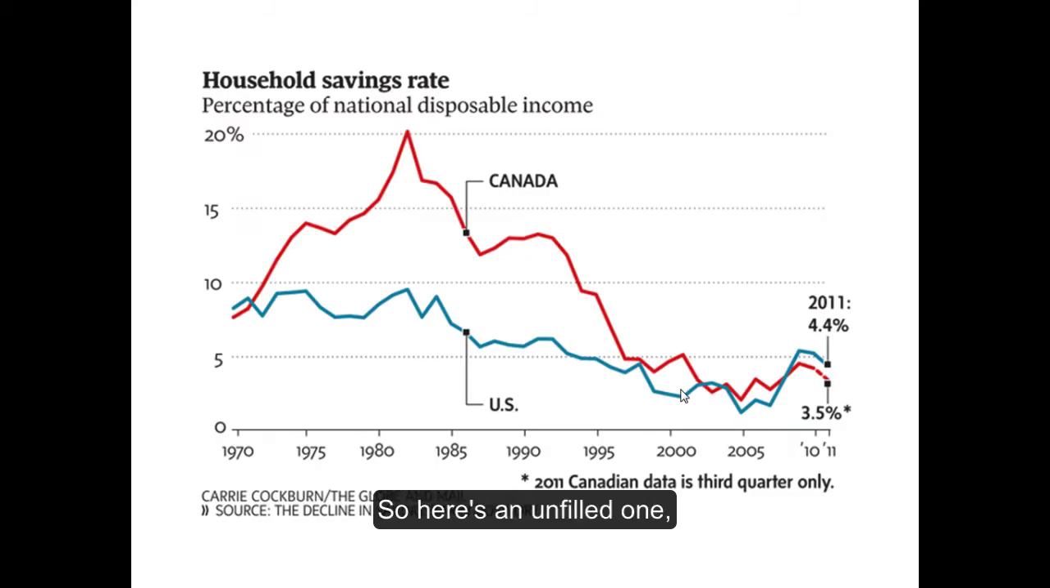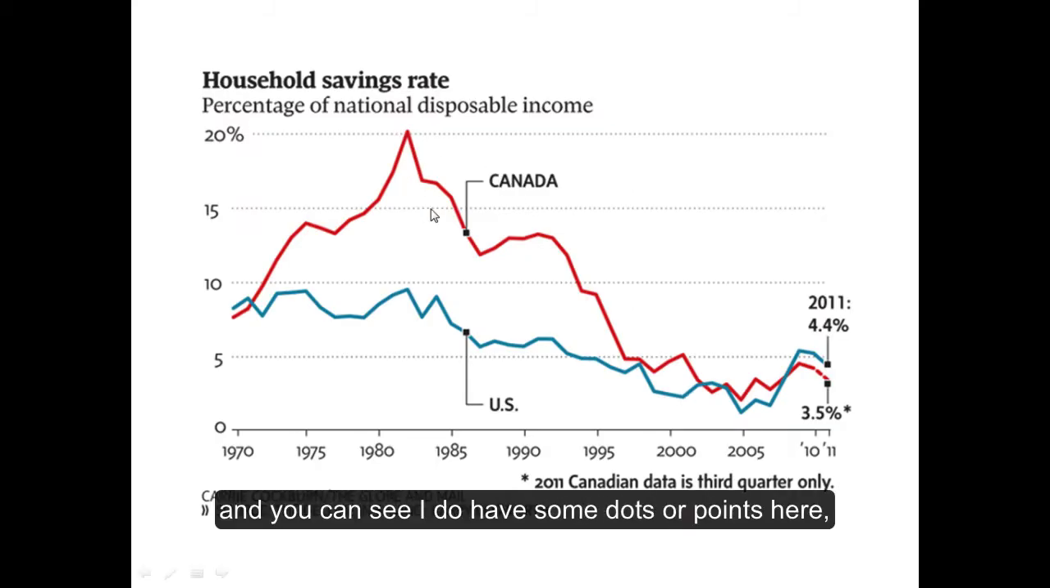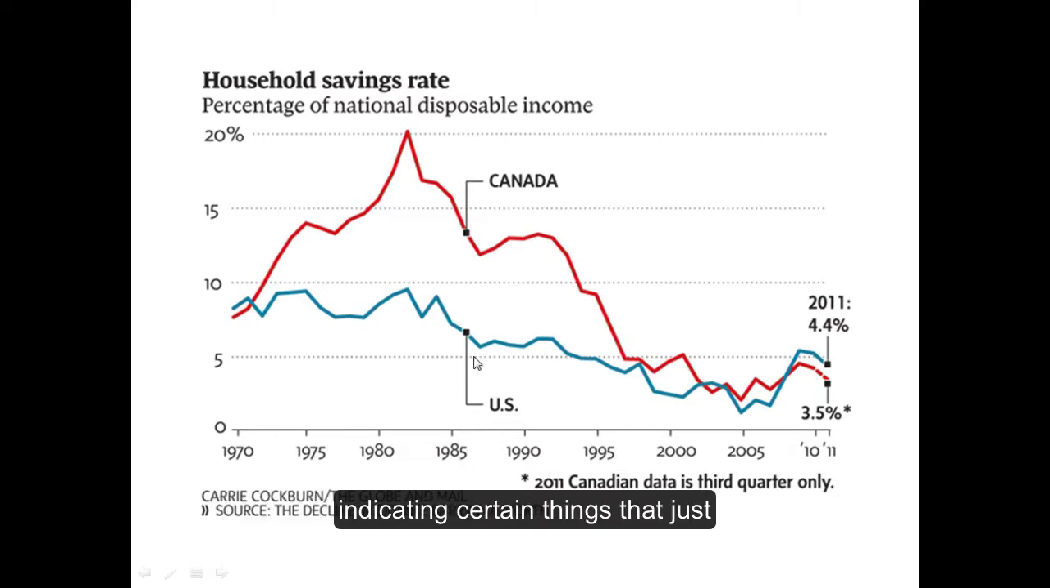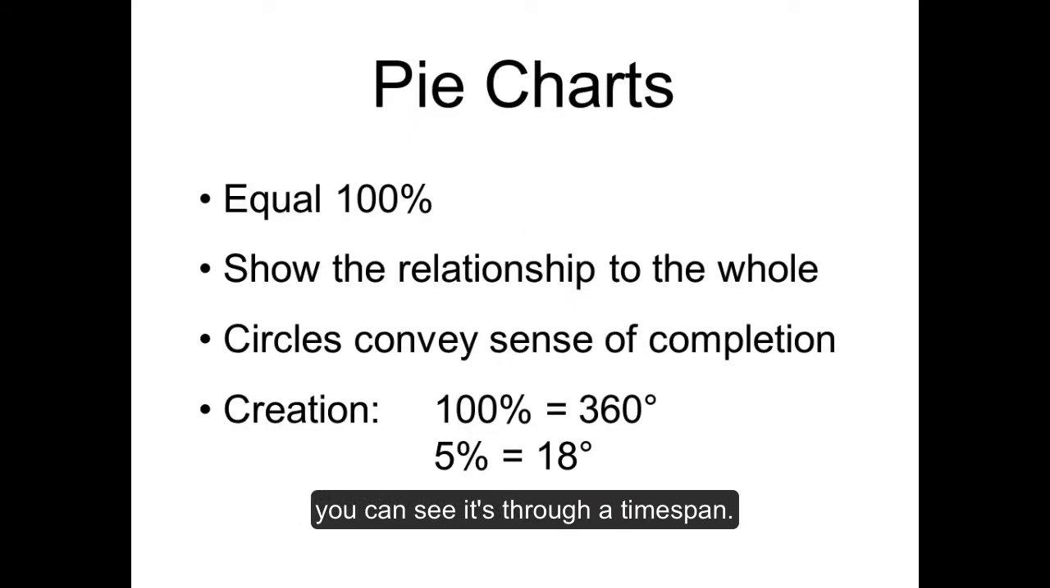So here's an unfilled one, and you can see I do have some dots or points here indicating certain things. It's not giving me an exact number, but it's pointing out clearly what is what. Here we're getting some exact numbers. So maybe a little misleading with our labeling system on this one, but you get the idea, and it's continuous. You can see it's through a time span.